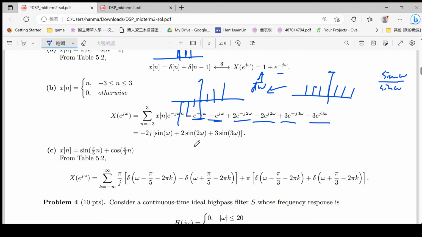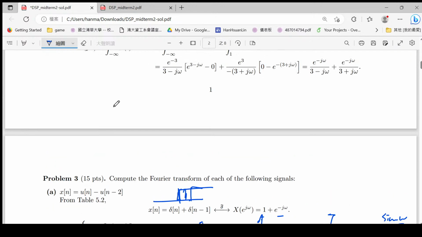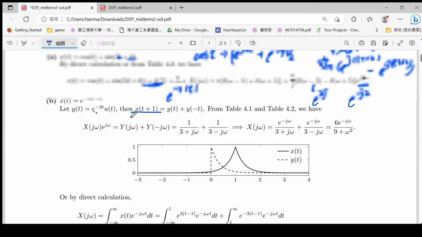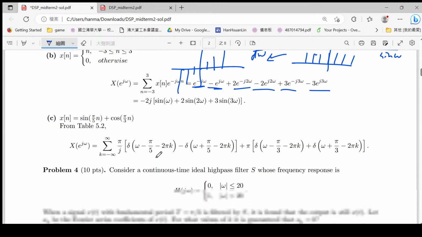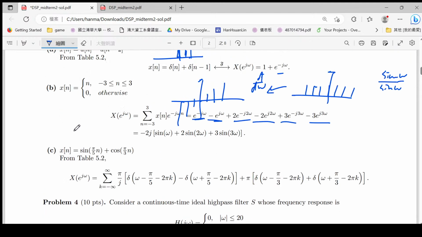Okay, then the next one. The next one is basically the same as this 2a. So once again, we have a periodic function and we want to do Fourier transform, but it's now discrete time. So we have this sine pi over 5 and the sine pi over 3.